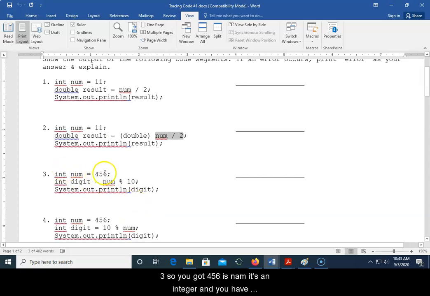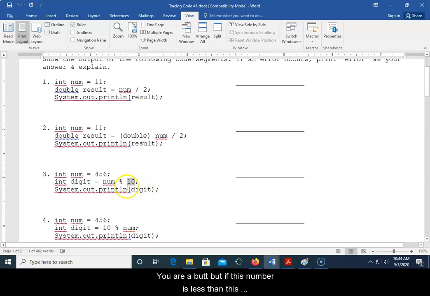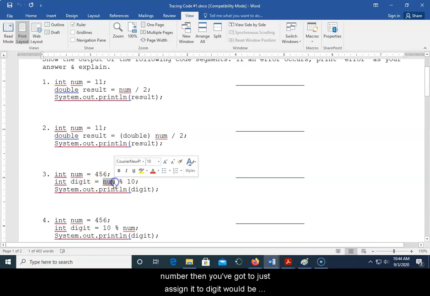3, so you got 456 as num, it's an integer, and then you have another int, digit, which is 456 modulus 10. So the rule of modulus is if this number is greater than this number, then you've got to do the old school math, basically. But if this number is less than this number, then you've got to just assign it to digit, which would be num. So if num was 4 modulus 10, digit would be 4.